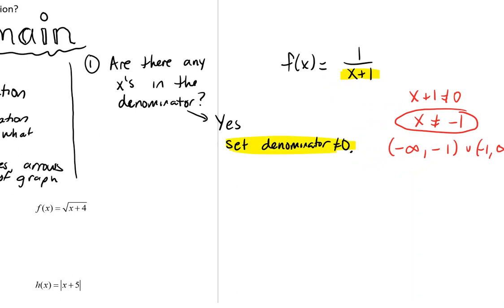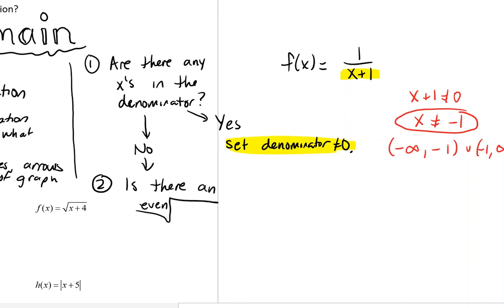Now, let's say the answer to that was no. My second question is, is there an even index radical? So that's like an even radical. It could be a square root, could be a fourth root, could be a sixth root, etc. Okay.